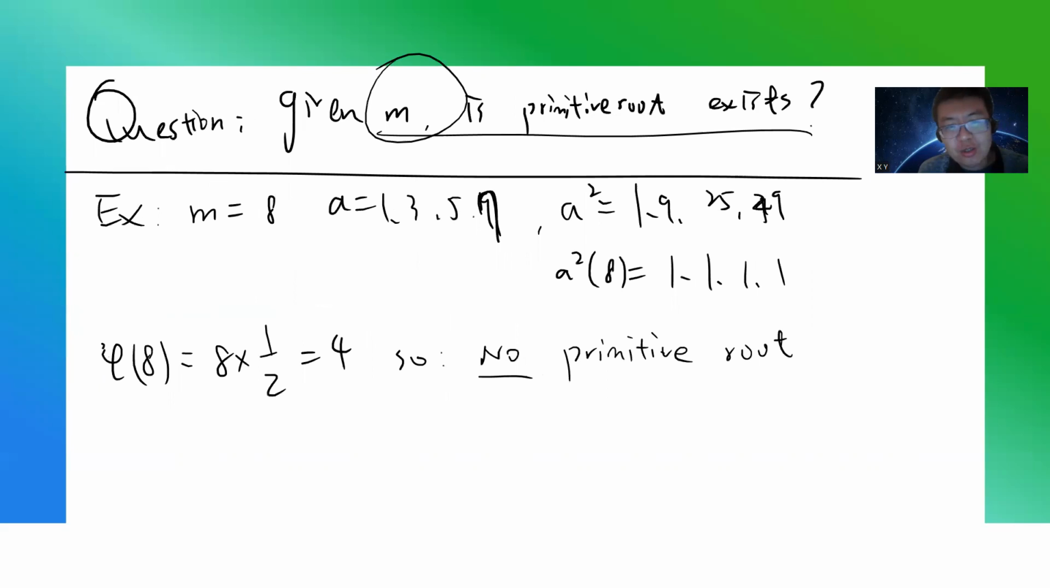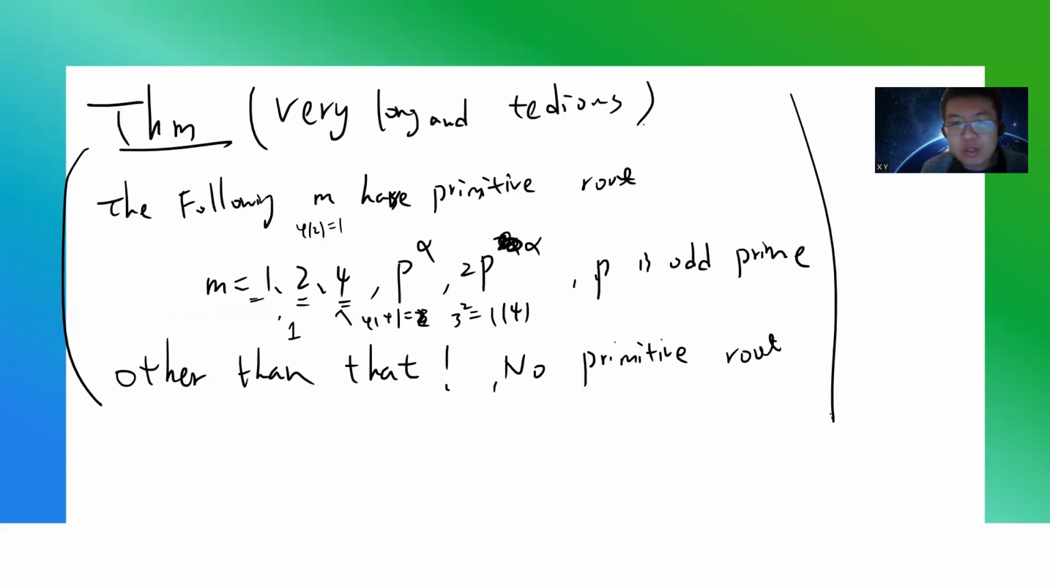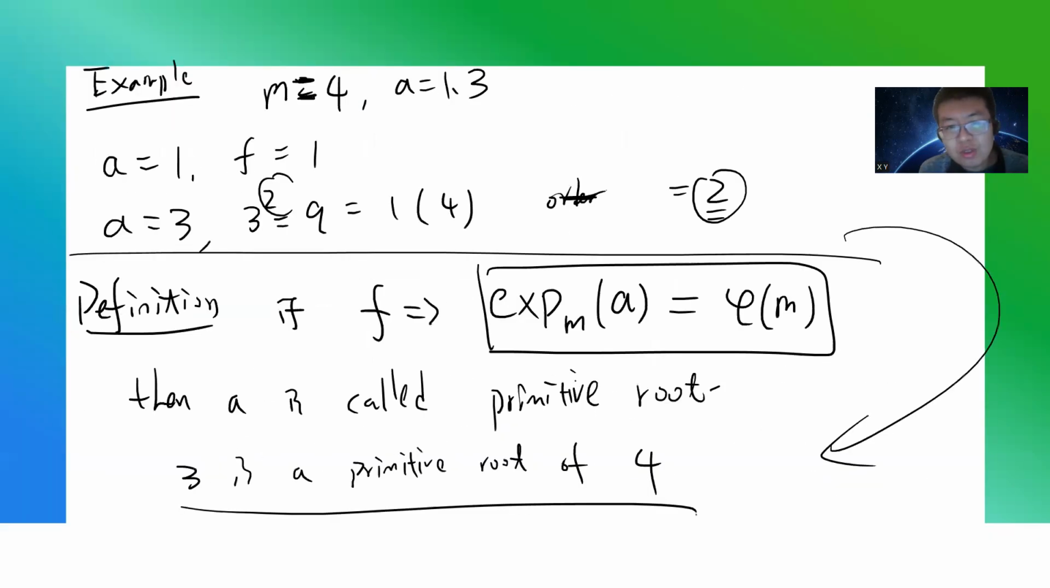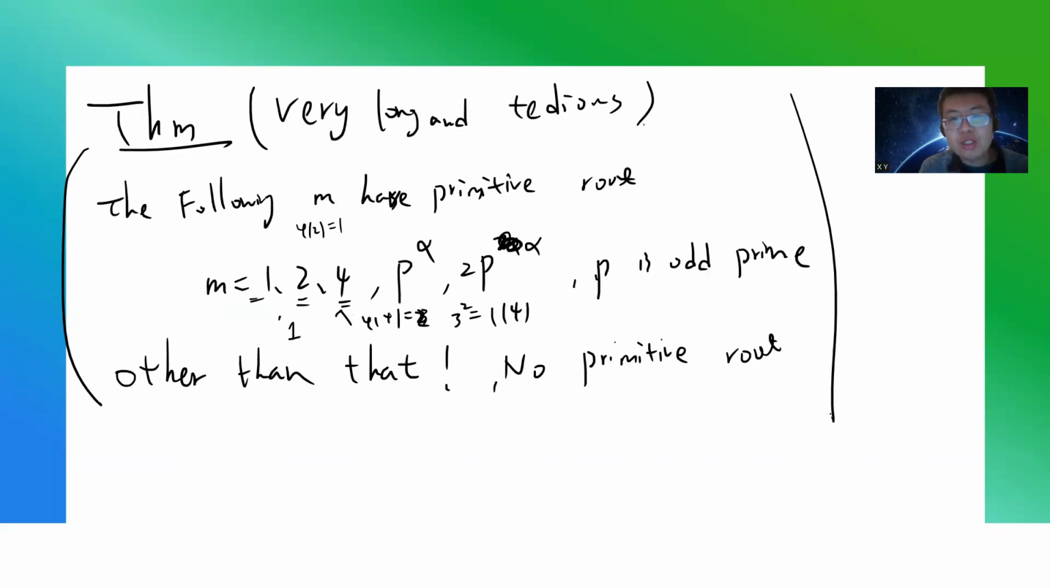Okay, so see you guys next video. In the next video we will start to at least prove this. This proof is tedious, right? Because I need to prove that this family exists, but the rest don't exist. So we need to separate it into a lot of parts. Okay, see you guys next videos.